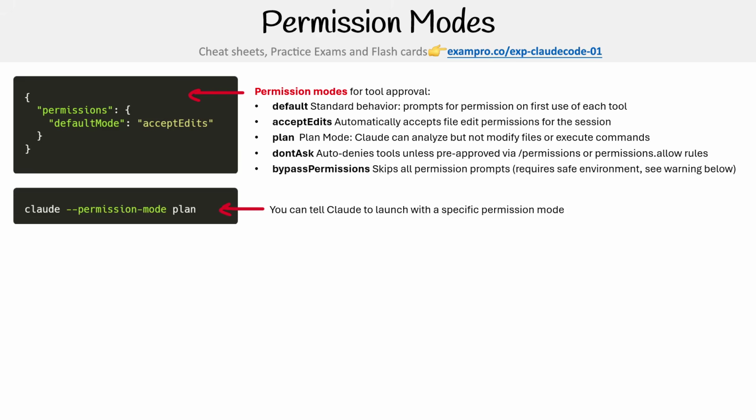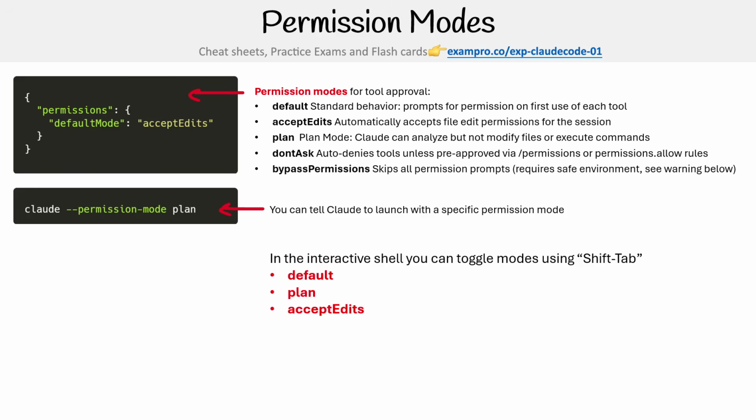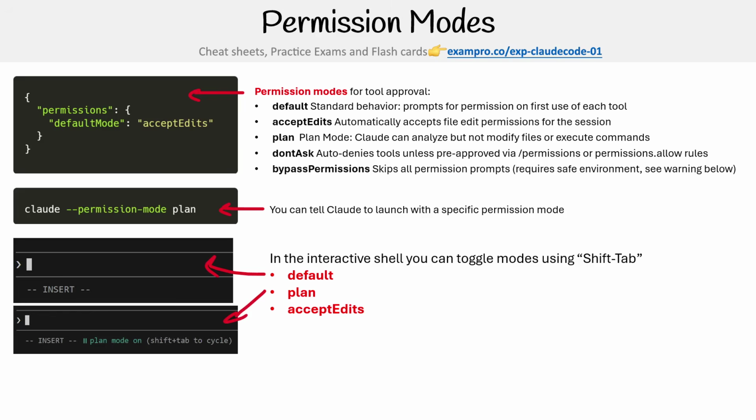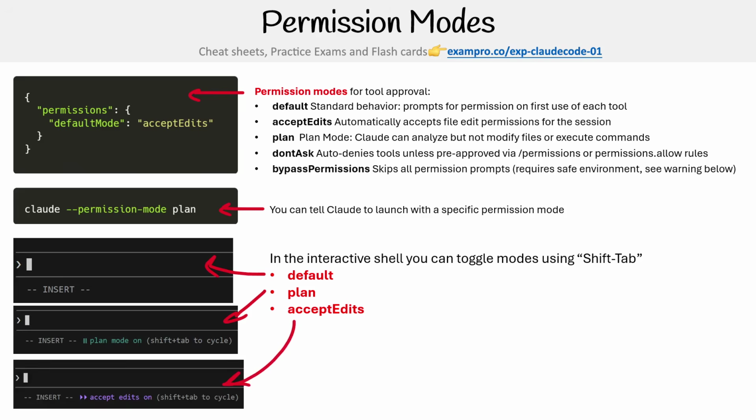And when you launch Claude, you can tell it what mode to start in, but you can obviously toggle away from it so you're not locked into it. When you're in the interactive shell, you can use Shift-Tab to change through some modes, not all of them. The first one is default, and you'll know you're in it because there'll be no message there. Plan will literally say plan mode, and then accept edits will say accept mode. As you hit Shift-Tab, it will toggle between those three. So there you go.